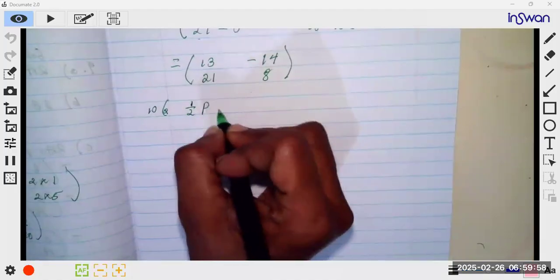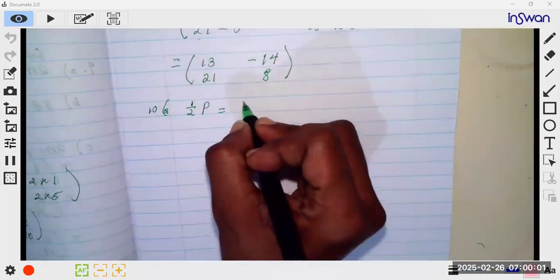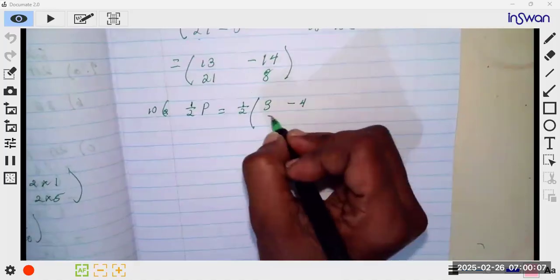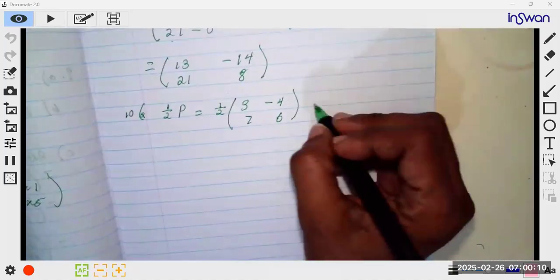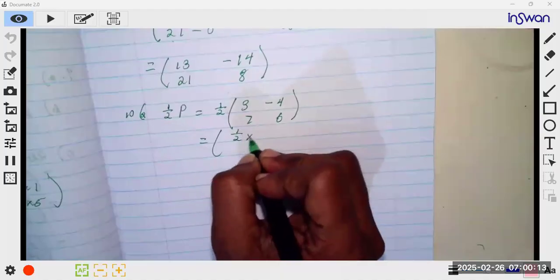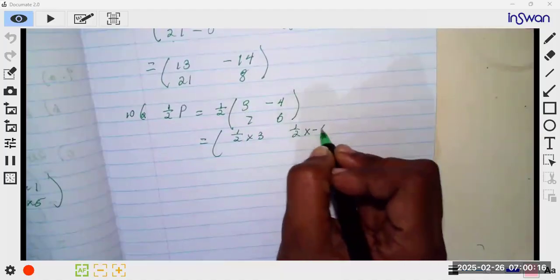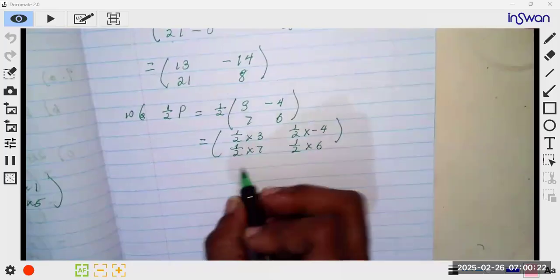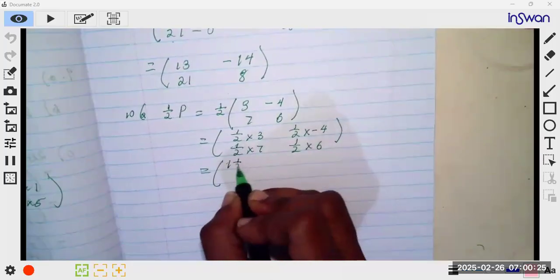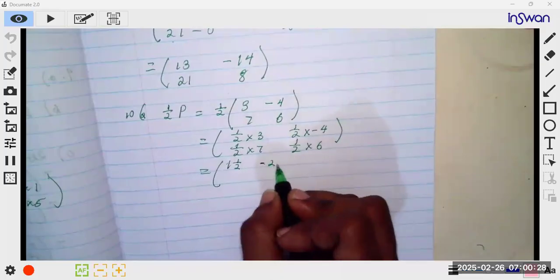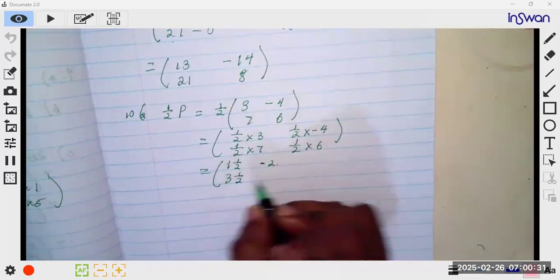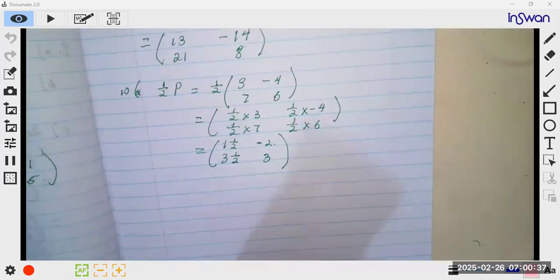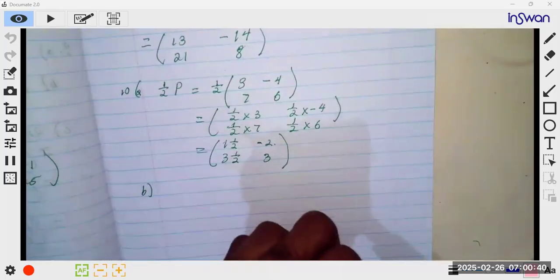A half P is equal to a half of 3, minus 4, 7, 6. So this will be equal to a half times 3, a half times negative 4, a half times 7, and a half times 6. So a half of 3 will be 1 and a half. A half of negative 4 is negative 2. A half of 7 is 3 and a half. And a half of 6 is 3. And that's our answer. All right? Any questions concerning that part A? Let's go to part B.